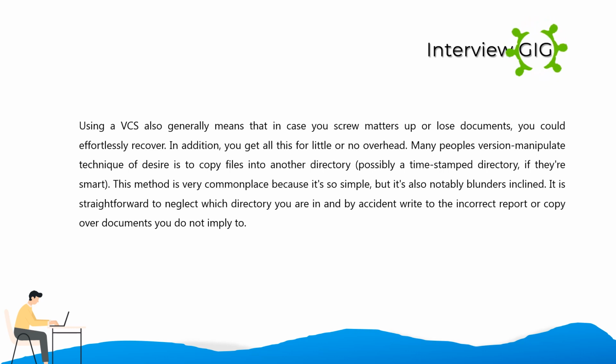Many people's version control method of choice is to copy files into another directory, possibly a timestamped directory, if they're smart. This method is very common because it's so simple, but it's also incredibly error prone. It is easy to forget which directory you are in and accidentally write to the wrong file or copy over files you do not mean to.